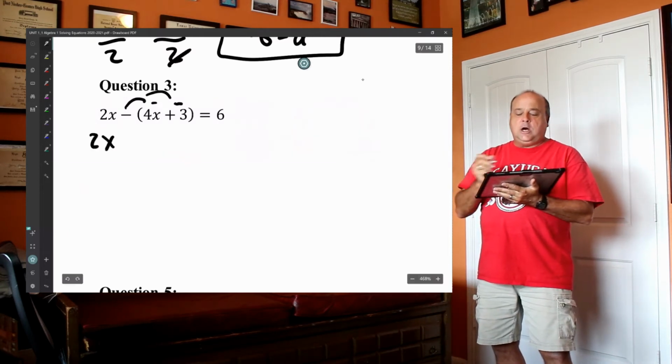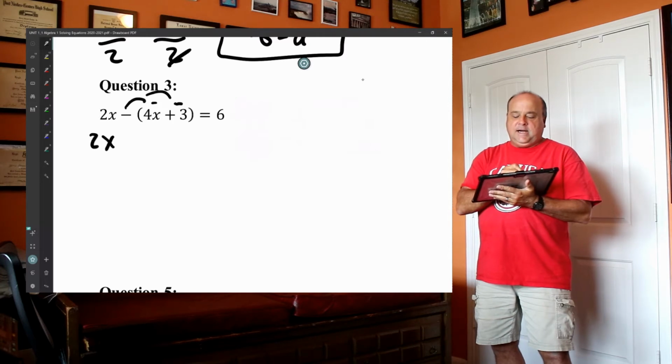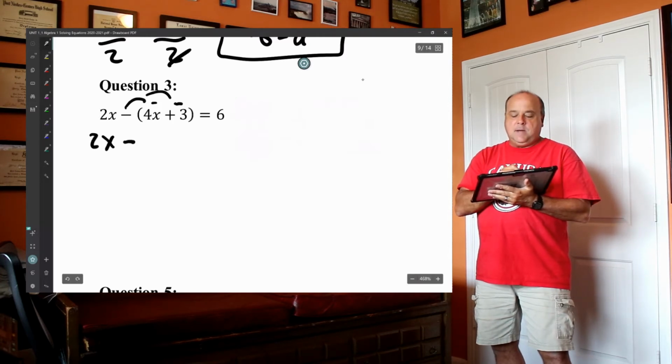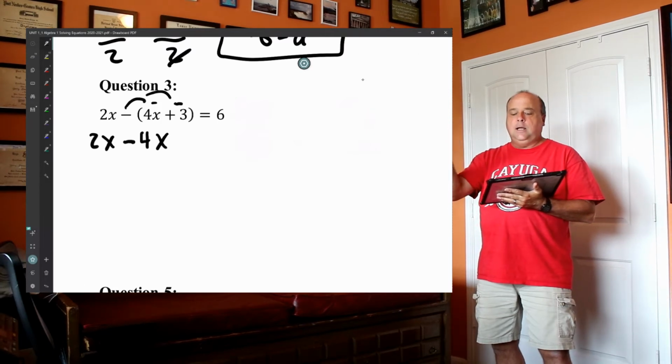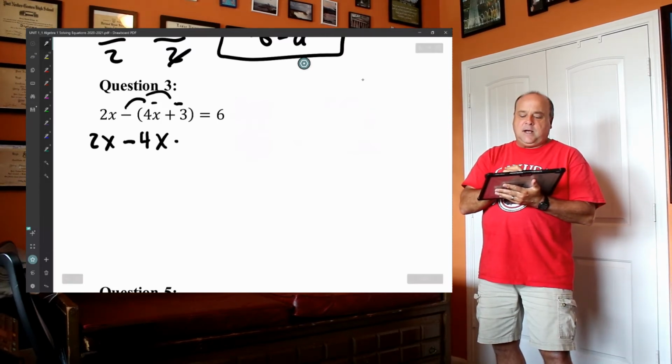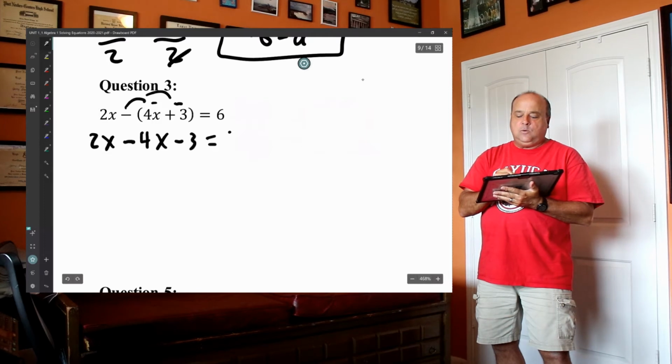So the 2x drops, and then I'm going to have a negative times a positive is a negative. My number is 4, my letter is x. Sign, number, letter. And then a negative times a positive is a negative, and I get 3 equals 6.